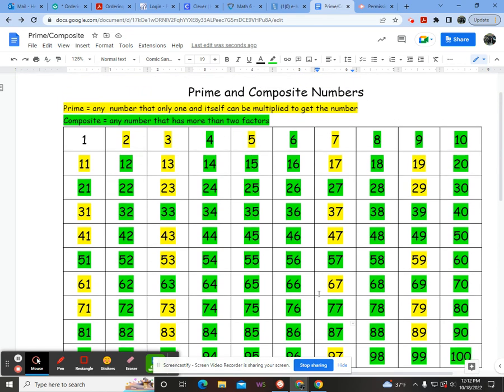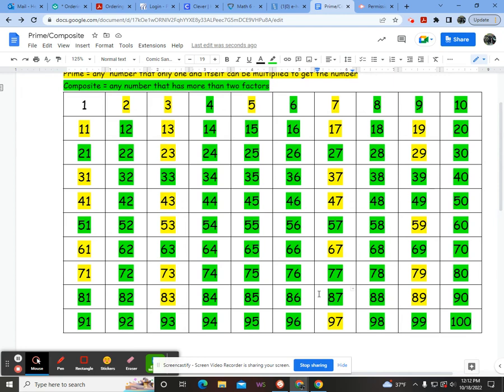So the yellow are all your prime numbers. They only have 2 factors. The green are all your composite numbers. They have more than 2 factors.